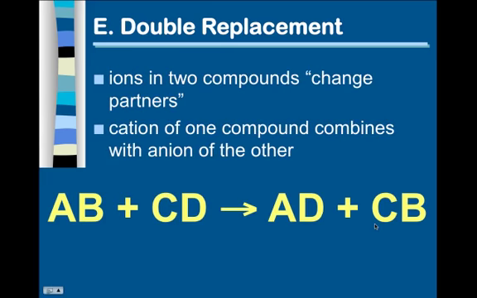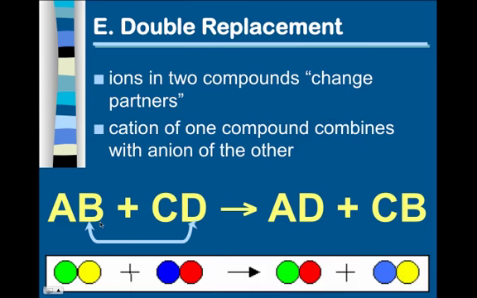The fifth and final type of reaction is the double displacement reaction. Ions in two compounds change partners, if you will. The cation of one compound combines with the anion of another. So A is going to be with D, B is going to be with C. They're going to swap partners. Remember, B and D are anions, so your cations are going to swap places.